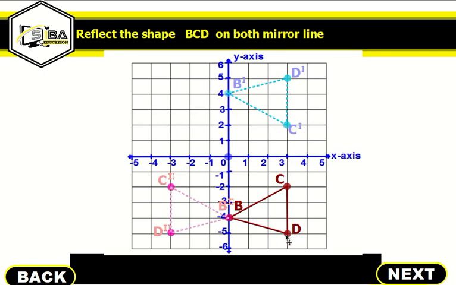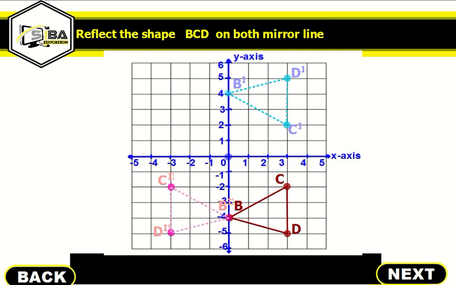Now, what about point D? Point D is 3 units away from the mirror line. This is the mirror line, y-axis. So we have 1, 2, 3 units away. So in the opposite direction, you calculate 1, 2, 3, right? Then you get your image point, D double prime. Then you join the image points with a straight edge to get the image of the shape BCD.